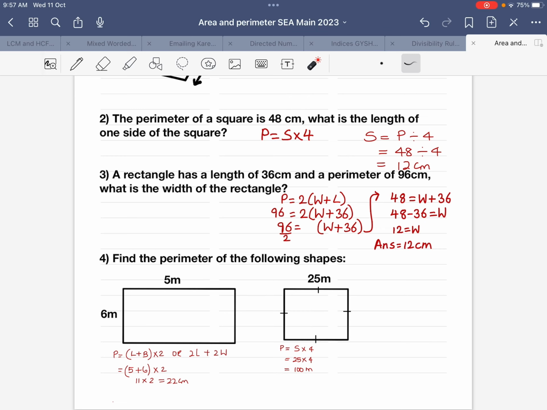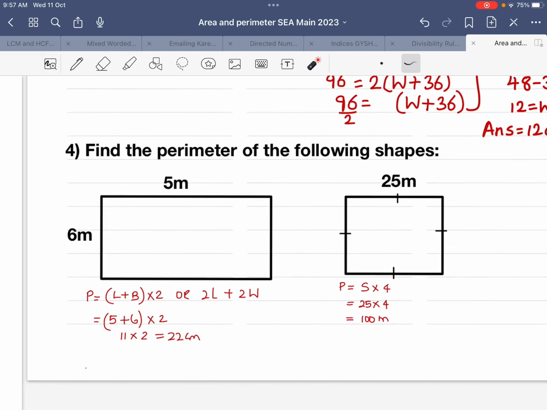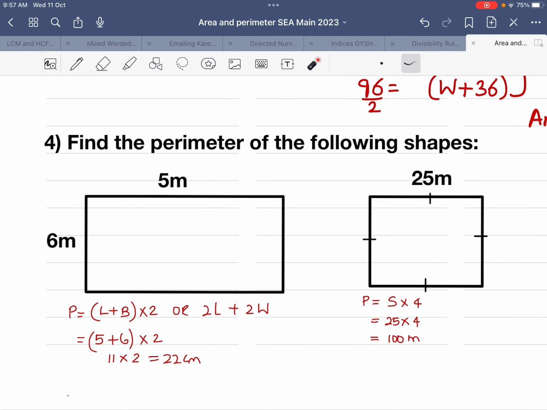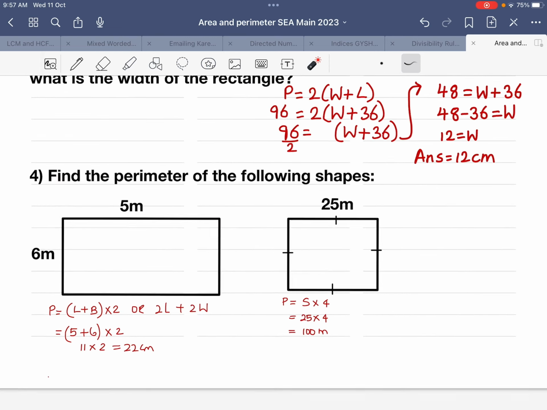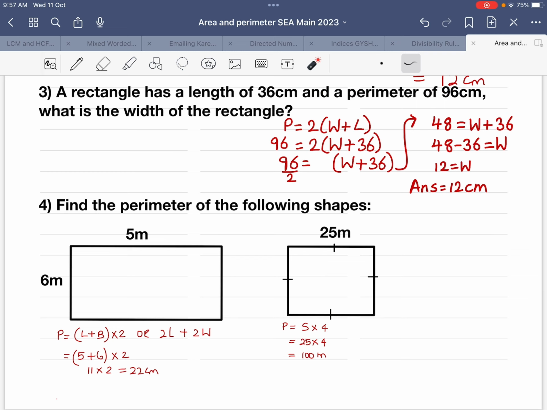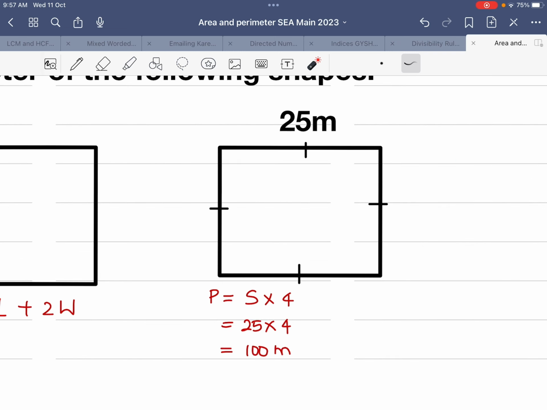Number 4, find the perimeter of the following shapes. So that's easy. We did a couple of questions like that. 5 plus 6 plus 5 plus 6, or 5 times 2, 10, plus 6 times 2, 12. 10 plus 12 is 22 centimeters. Next, we have a square. The perimeter of a square is 4 times the side. 4 times 25 is 100. So that's 100 meters.